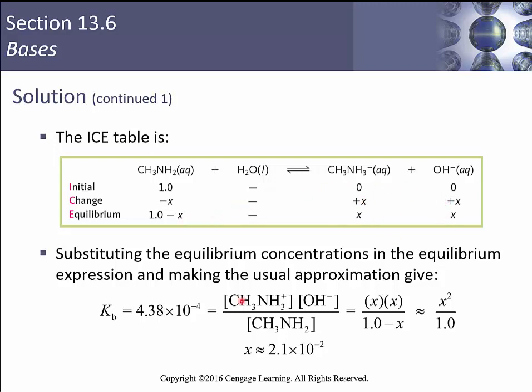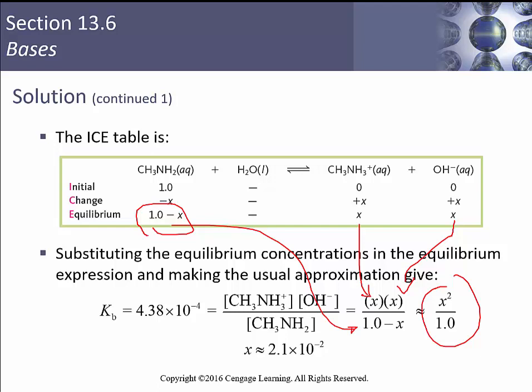And so we're going to get Kb is 4.38 times 10 to the minus 4. That's equal to our products over our reactants. We will take our equilibrium values and replace them in as appropriate. And we're going to end up with x squared over 0.1. Does this look a lot like what you did with your Kas? Yeah, it does. So all of these are breaking down into very, very similar equilibrium problems.